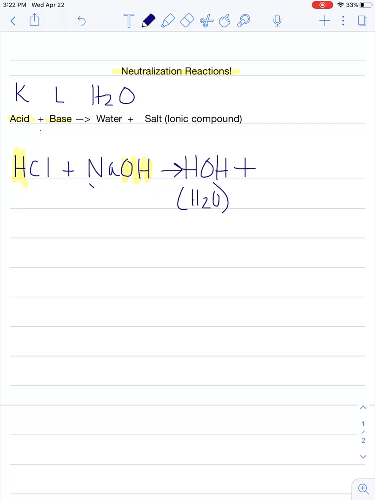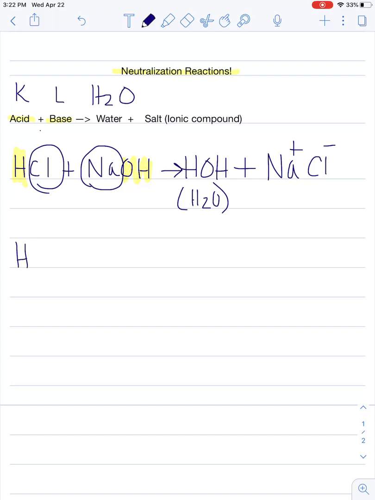All right, and then whatever's remaining, right? So we have an Na remaining and we have a Cl remaining. So our Na and then Cl. So this is a very basic neutralization equation. So you must have an acid, you must have a base, must make water, and then something else. Okay, so let's take a couple more challenging ones.